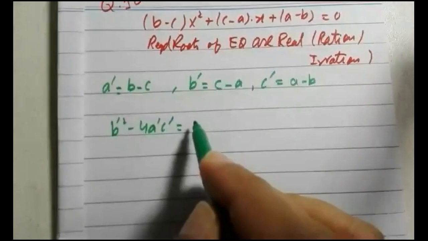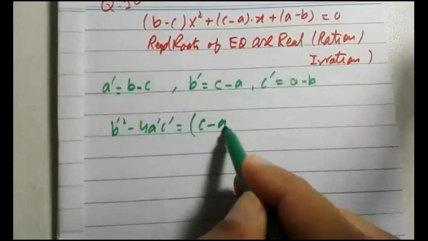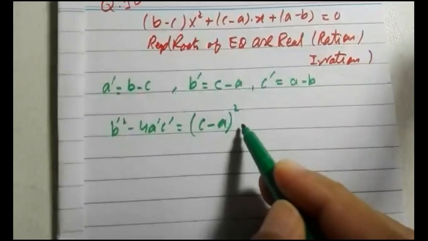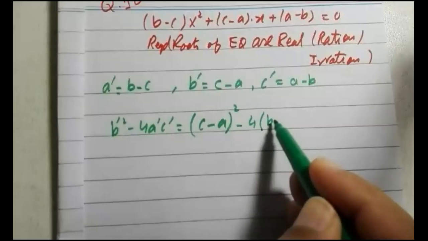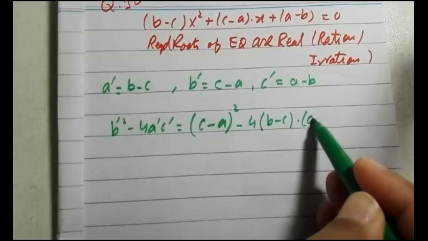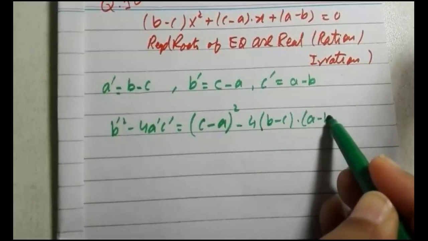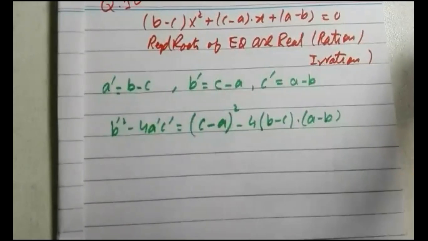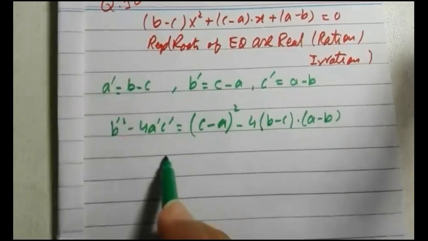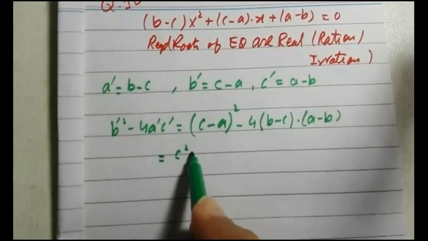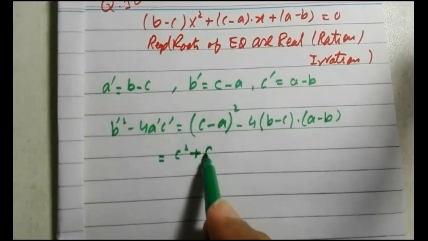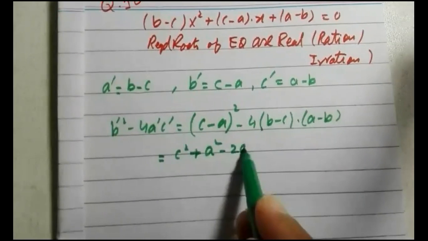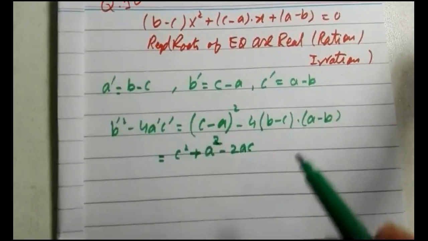is c minus a, its whole square, minus 4a dash will be b minus c, and c dash will be a minus c. So once you substitute these values, then you will start solving, or work it out, like expansion of the first term square. It will generate three terms: c square, a square minus 2 times ac. It is the expansion of the first whole square.